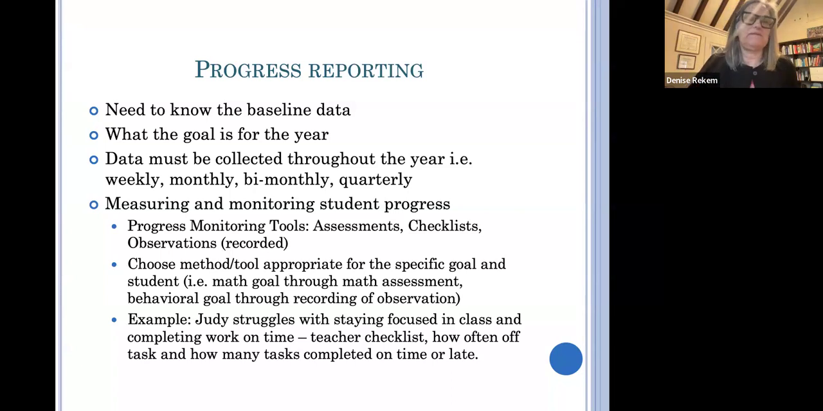So yeah, this is just an example of progress monitoring. Judy struggles with staying focused in class and completing her work on time. So we could have teacher checklists. They could be spot checks, let's say a week every month, where the teacher checks off how many of the tasks were completed on time or late. And then we can look at this data and see if it's moving in the right direction, if it's getting better, or if it's stagnant, or if it's getting worse.